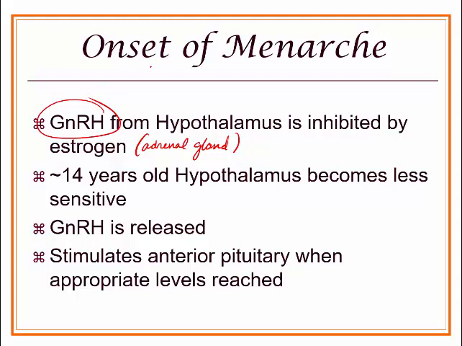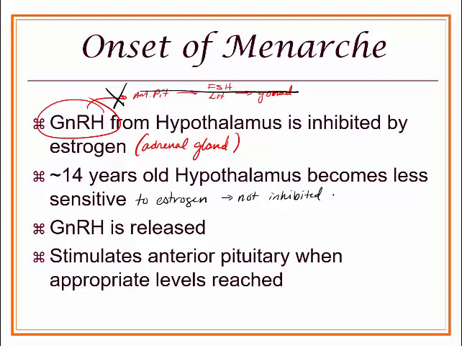And you should know from our endocrine lectures that gonadotropin releasing hormone goes to the anterior pituitary to cause the release of FSH and LH, which goes to the gonad. So if this is inhibited, then none of this is happening until puberty. Okay? But at puberty, the hypothalamus becomes less sensitive to estrogen. And if it's less sensitive to estrogen, it's not inhibited.